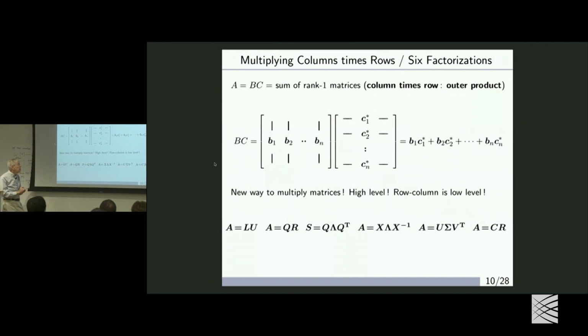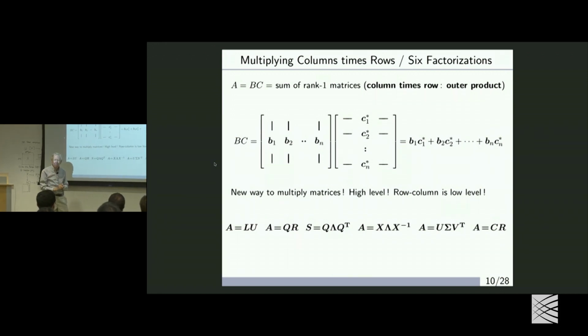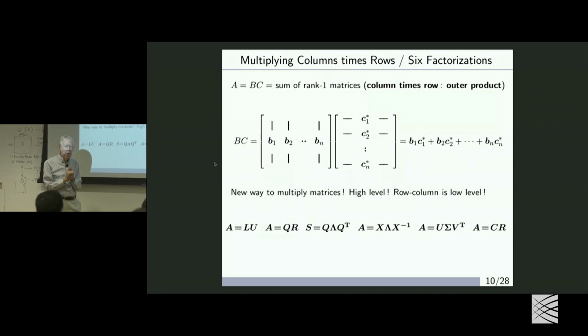Columns times rows. So say the first part of the answer. A column times a row is a full-size matrix. Column B1 multiplying row C1 star. There we are. Now, if I just look at that part of the answer, if I have a column times a row, what's the rank? What is the rank of a column times a row? It's rank 1. Those are the building blocks.